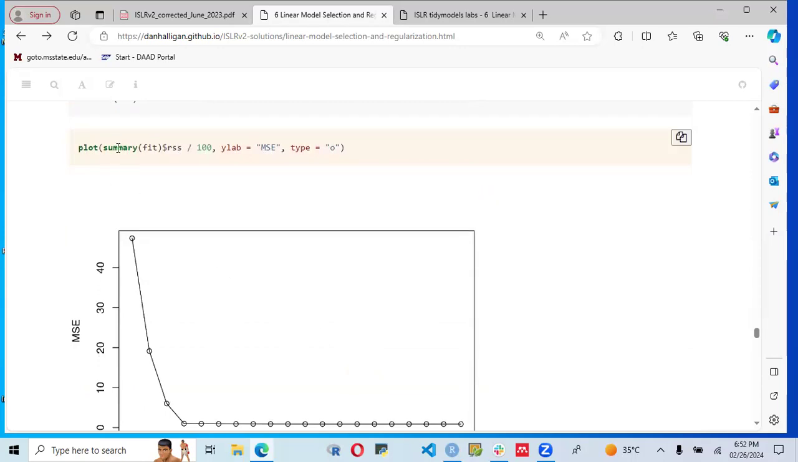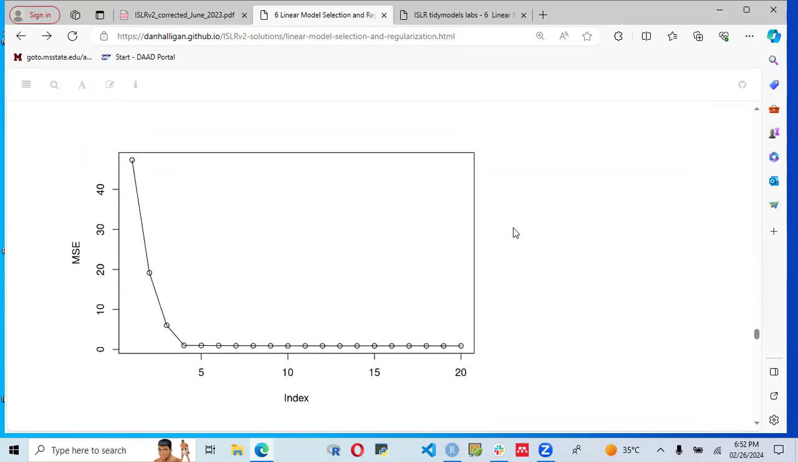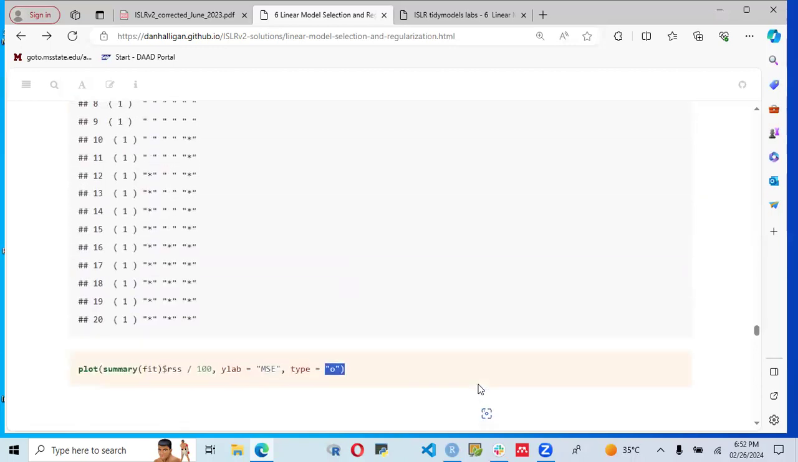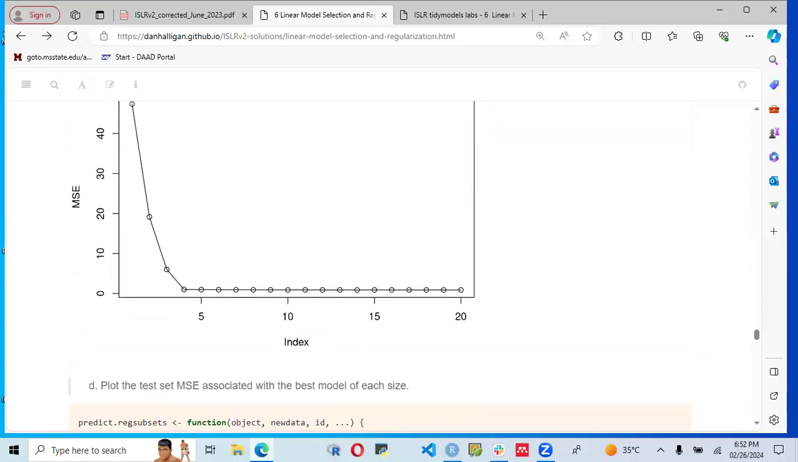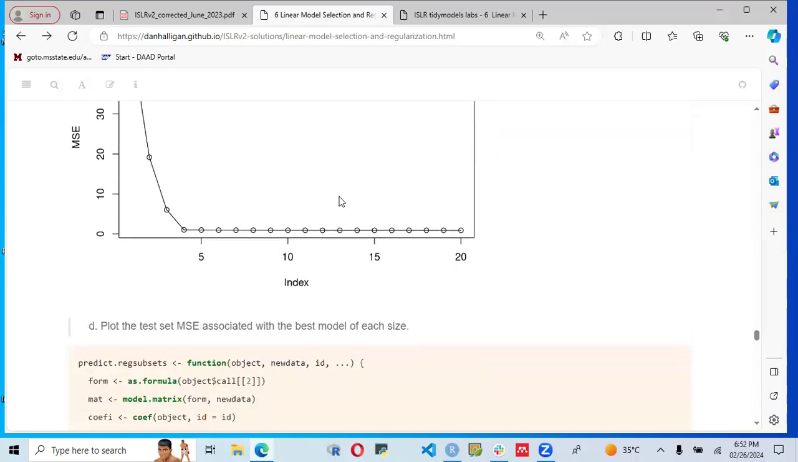So we now plot the summary of fit dollar RSS, because we want the residual sum of squares divided by 100. Then ylab is mean square error, and xlab is equal to zero. So we got this. We can see that these are the index, which goes from one to around 20 because we have 20 predictors. We can see the mean square error on the y-axis.